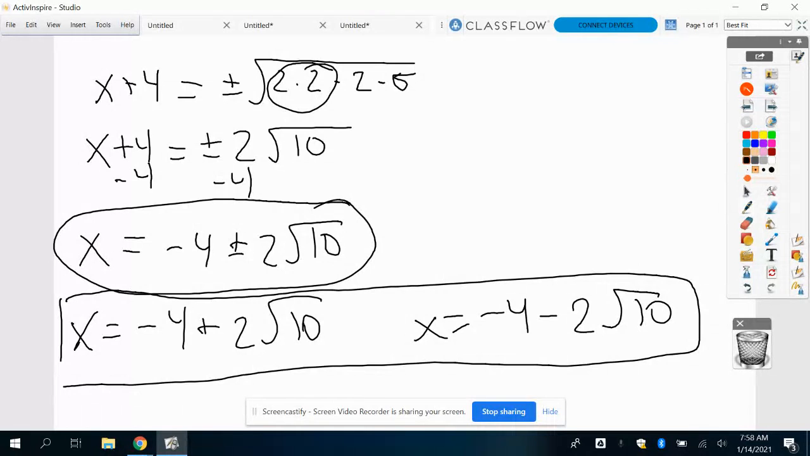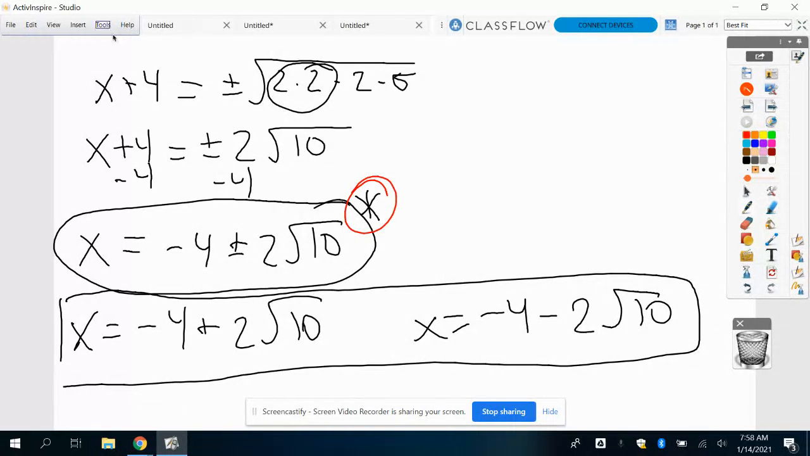Either answer is acceptable. This is how I usually write it to make it a little simpler, because we cannot combine the negative 4 and the 2. That is a common mistake, is people will try to combine these right here. You can't do that. They are not like terms. So that negative 4 doesn't have a square root, which means we cannot combine them. We just leave it. So this would be your answer, what I have right here.